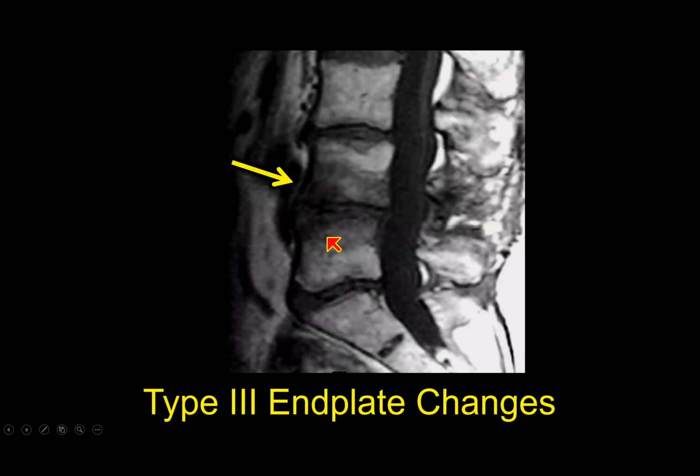So type 3 is going to be fibrous. So we expect it to be dark on T1 and T2. So we see very dark signal intensity here on T1 within these vertebral bodies. So again, we can think about the type 1, 2, and 3 changes that way, the fluid, fat, and fibrous changes.